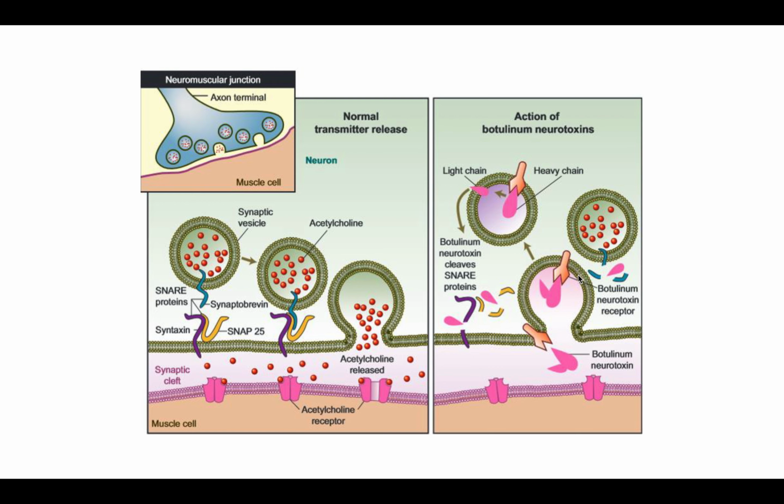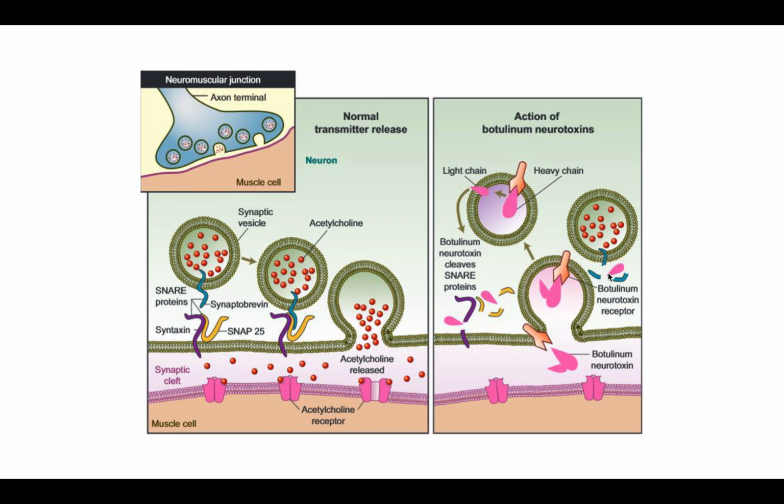And then, as you can see, once inside, there's a heavy chain, light chain dynamic. The heavy chain is going to help facilitate that vesicle creation. And then the light chain will go outside of the vesicle, and then boom, it cleaves the SNARE proteins. It cleaves syntaxin. It cleaves SNAP25. And it prevents synaptobrevin from even binding because that's cleaved too.